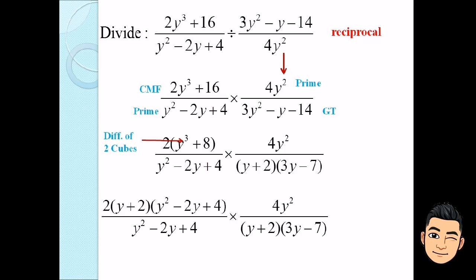Again, kinuha ulit natin yung factor nung remaining factor nung una, na y cube plus 8. And then, we just cancel the common factor. So, y plus 2 and y plus 2, y squared minus 2y plus 4, and y squared minus 2y plus 4. And then, we just combine. 2 times 4y squared is 8y squared. Then, the denominator is 3y minus 7.